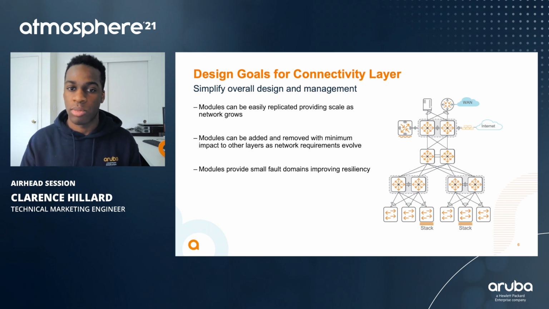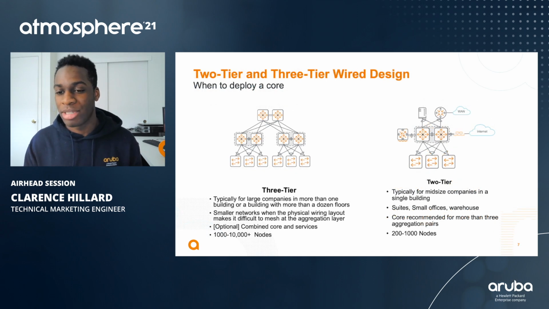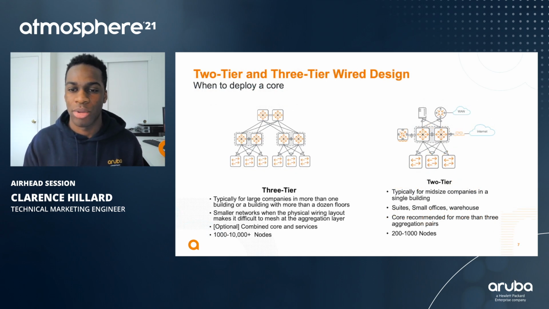But when I say we want to be able to remove and add things within that particular layer, if the aggregation switch goes down, we don't want it to take the entire network down. If the one core switch goes down, we don't want it to take the entire core network down. If a link goes down, we don't want it to take down the entire network, and vice versa. Now, obviously, if you remove your aggregation switches, your access switches aren't going to have any connectivity, so the network's going to go down. But that's what we're really talking about when we're saying, hey, modules can be added and removed and won't impact other layers as well.